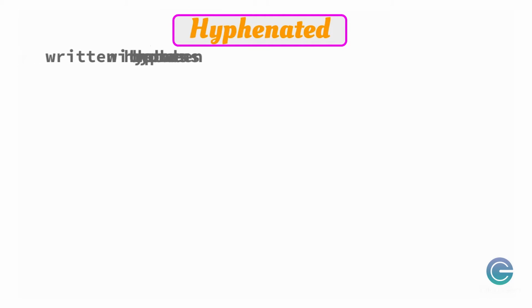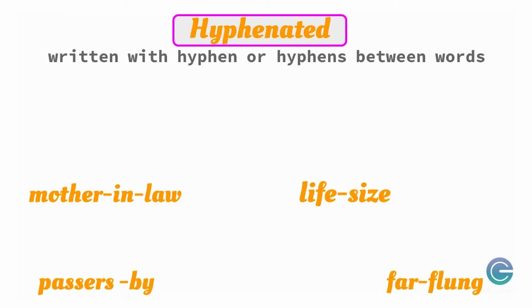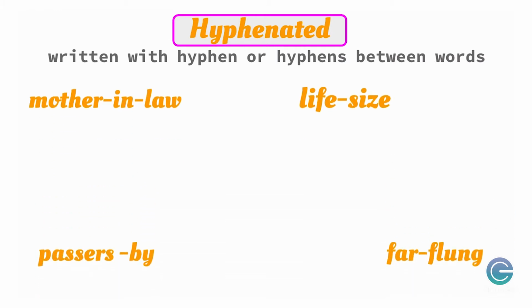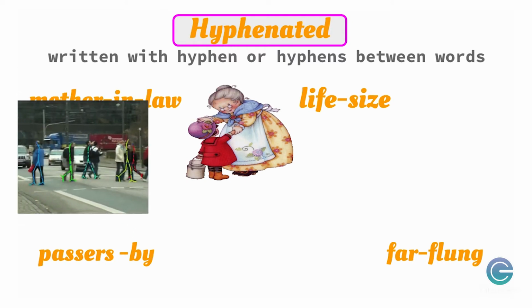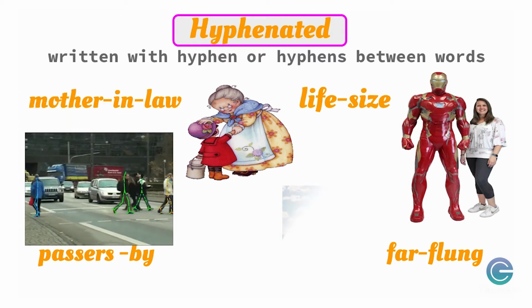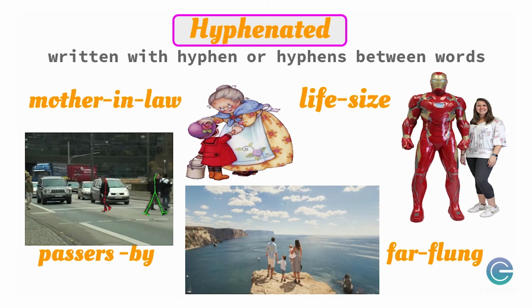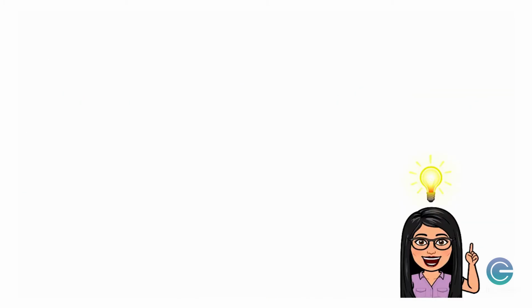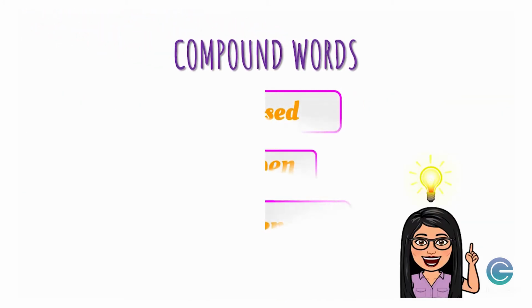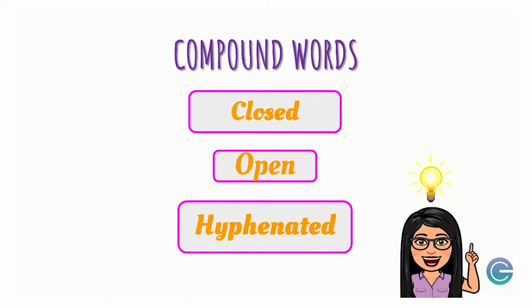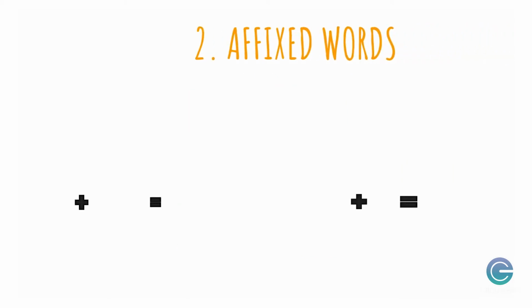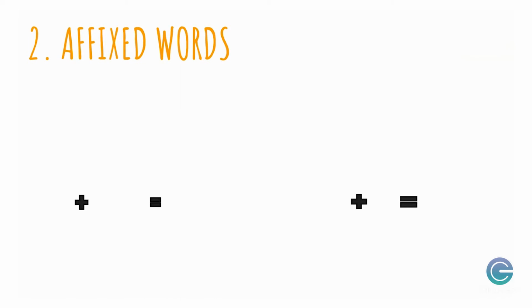Next, hyphenated compound words. Hyphenated compound words are written with a hyphen between words. Examples are mother-in-law, passers-by, life-size, and far-flung. So those are the kinds or types of compound words. Now, let's proceed to number 2, affixed words.